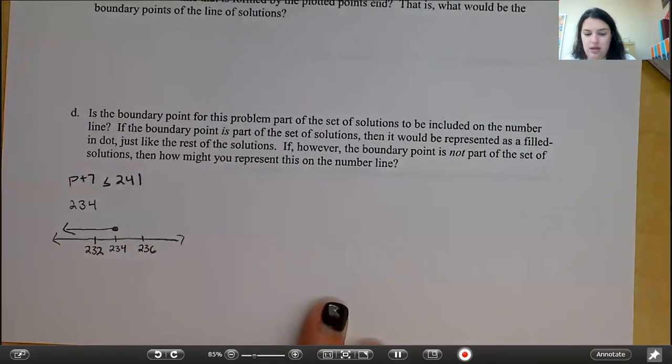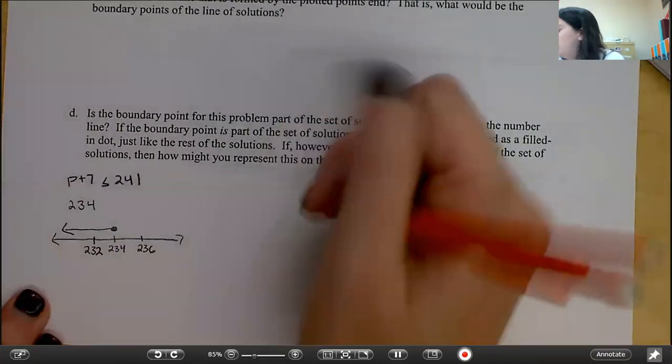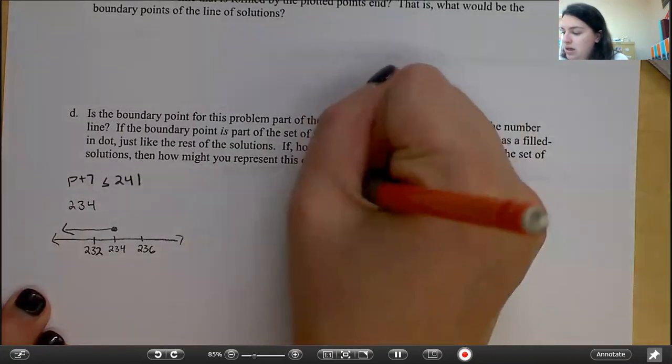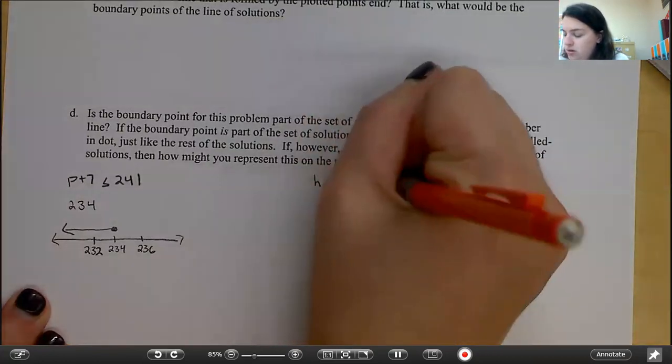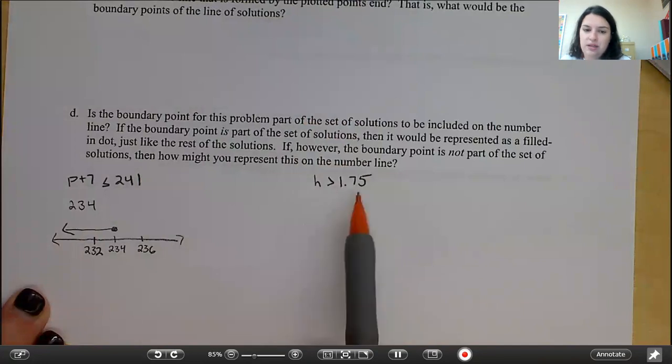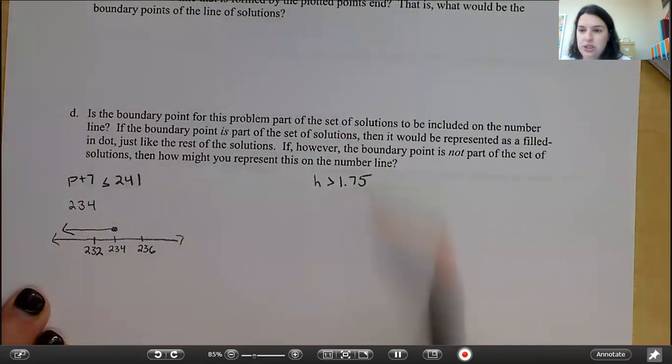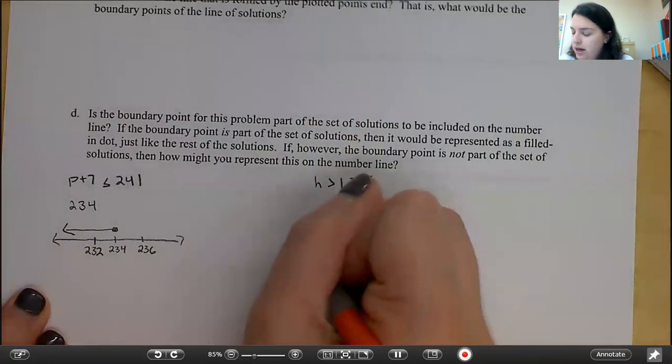However, if we had, let's go back to Moqui, if he needed to study greater than an hour and 45 minutes, okay, I'm just using that as an example, we would have our graph.